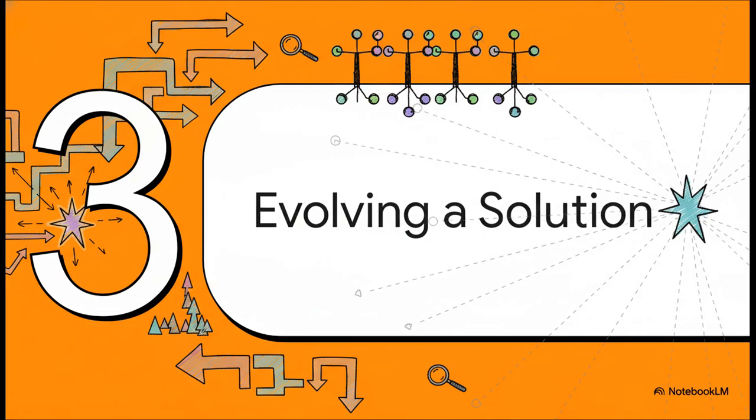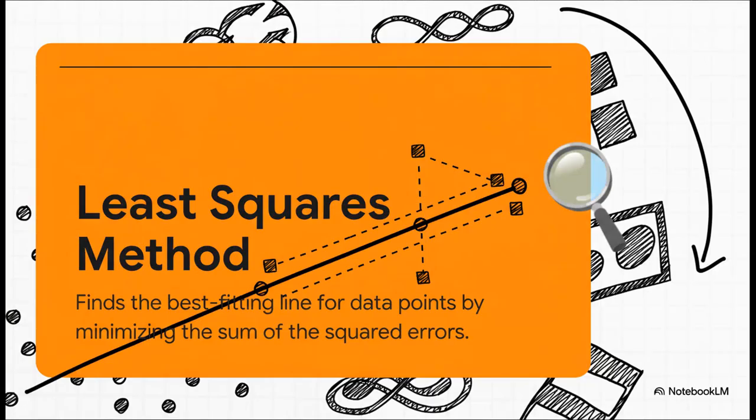Let's shift from simplifying and separating data to another huge challenge in machine learning. How do you find the absolute best solution to a problem when there are just a vast number of possibilities? A foundational method for this is the least squares method. If you've ever done any kind of regression modeling, you've definitely seen this before.